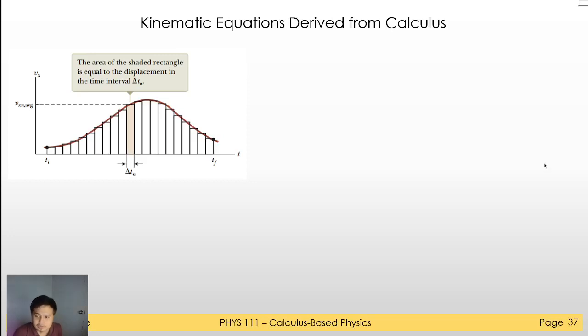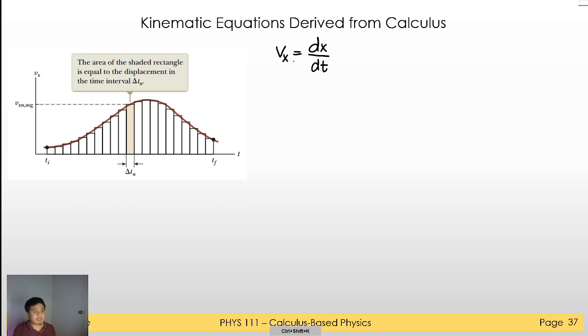Hi everyone. For this video, I'll give you a brief concept behind the kinematic equations. How are kinematic equations derived, and what is the relationship between these kinematic equations and the concept of calculus? If you remember, we know that the instantaneous velocity of a particle is equal to the change in position over time.